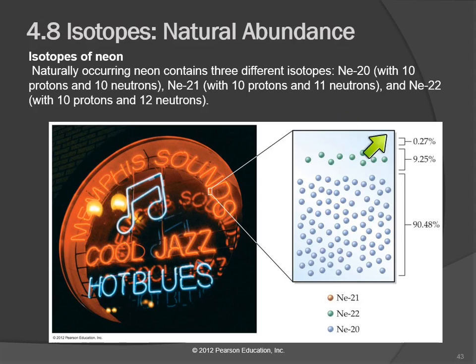And here's an illustration. If you looked at a sample of neon atoms, 90.48% would be, what is that color? This one? Neon 20. So neon 20 is the most common one. Little over 90% of all neon is that one. 9.25% is neon 22, and only 0.27% is neon 21. So this one's unusual. But if you look at multiple samples of neon from different places, the relative abundance is going to be the same.